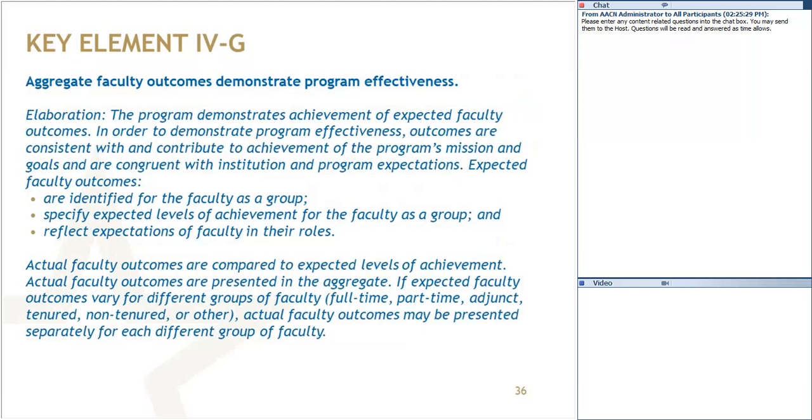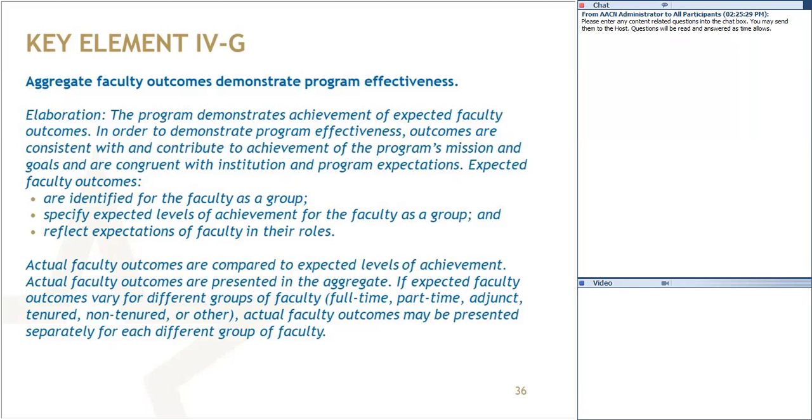So key element 4G addresses aggregate faculty outcomes that demonstrate program effectiveness. The program demonstrates achievement of expected faculty outcomes. These outcomes should be consistent with and contribute to the mission and goals and congruent with institution and program expectations. If you're having trouble determining what your aggregate outcomes are, you might look back to 1D, where we asked you to identify the expected faculty outcomes. So that might help you there. Those outcomes could be related to teaching, scholarship, service, practice, or any other identified faculty outcome.